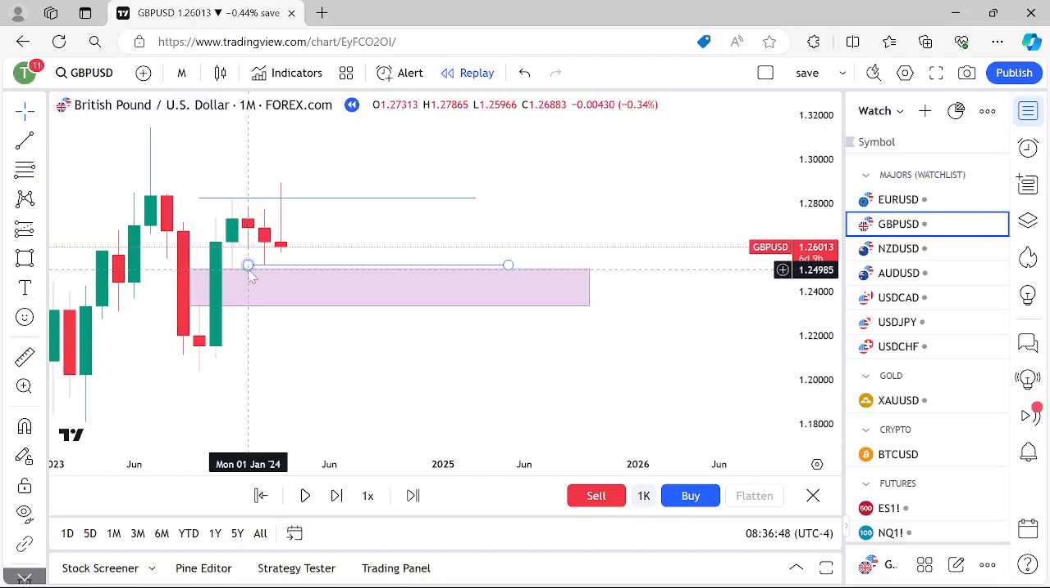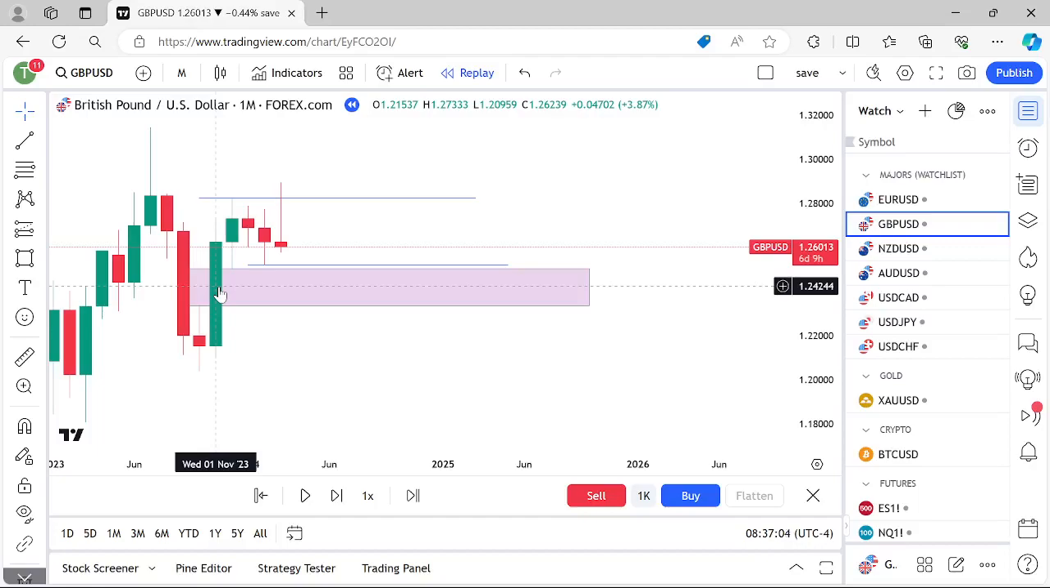Now, we've also established that these imbalances, that's internal range liquidity. Okay. Because they're inefficiencies in price. It was not efficiently delivered. It was too fast, too extreme, too explosive. It didn't have a chance to. Those are key liquidity pools that you want to be aware of as well.